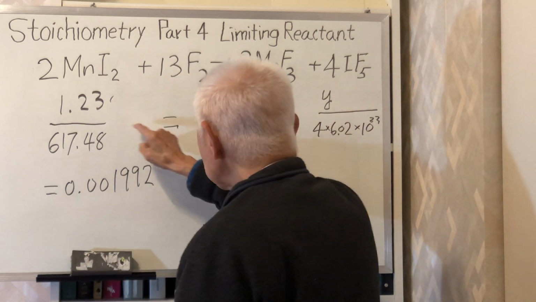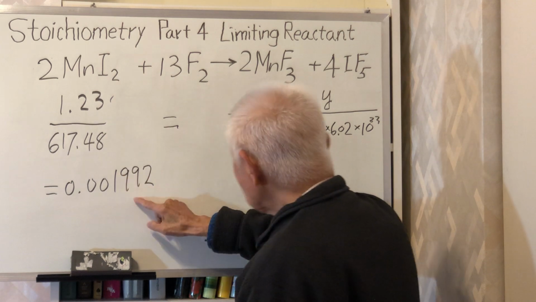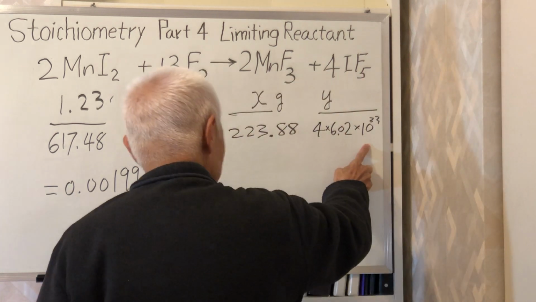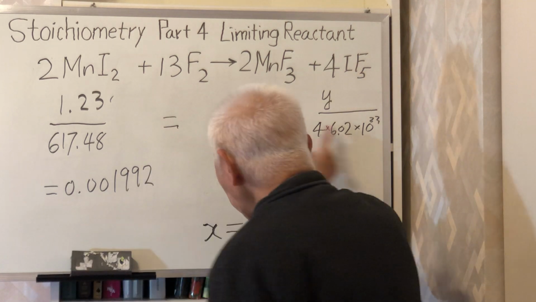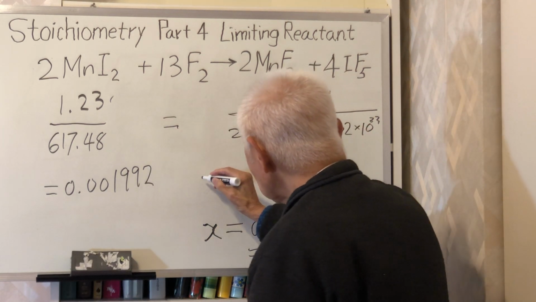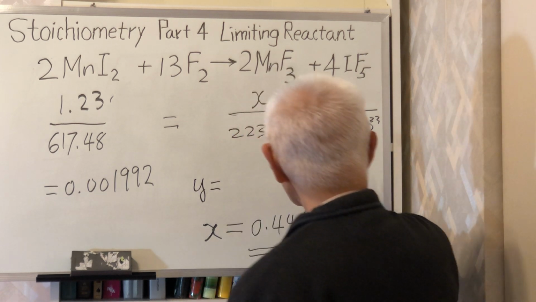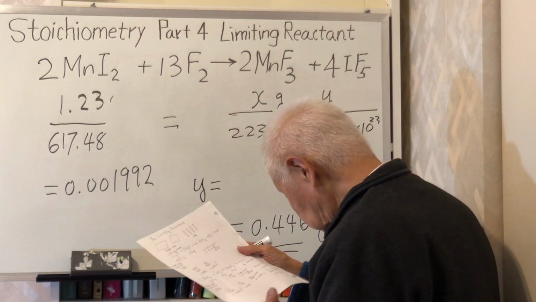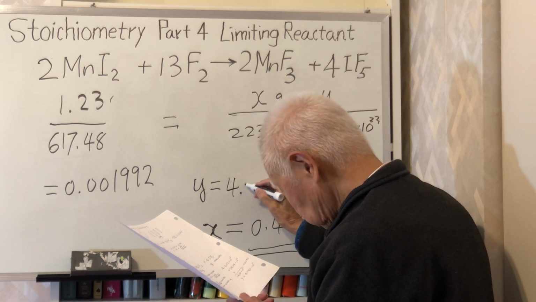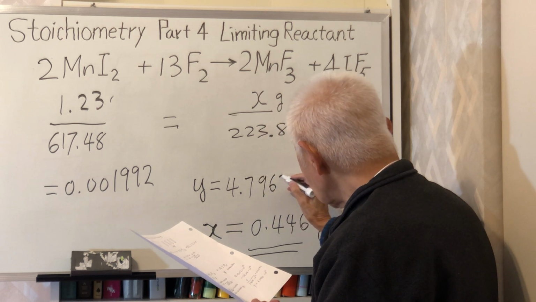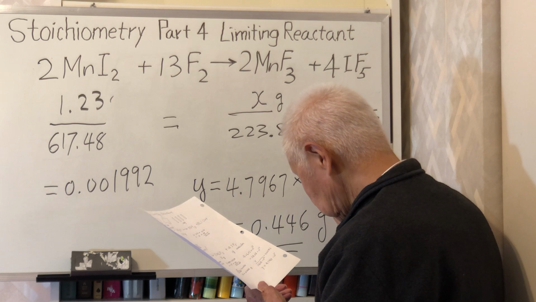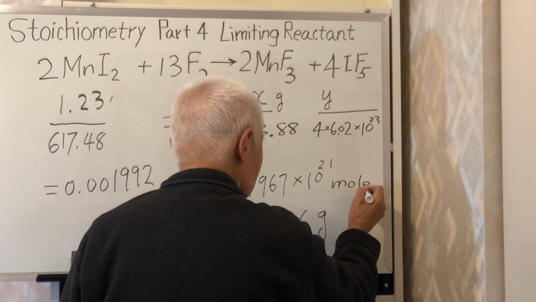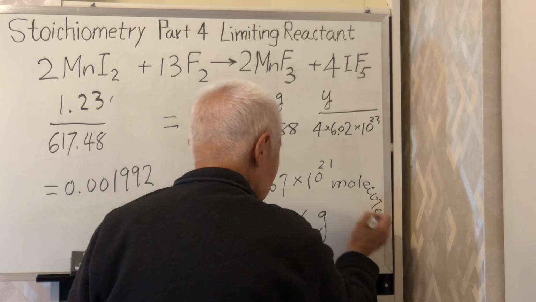This ratio is equal to this ratio. So this ratio should equal to that. So what is my y? Y is this number multiplied by this. So you use a calculator to do it. And my y is, so this is my y. So this is the number of molecules. Okay.